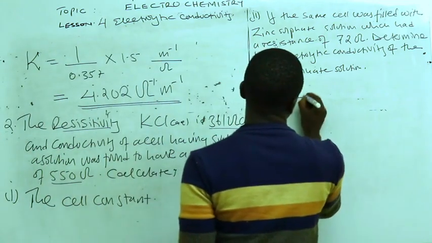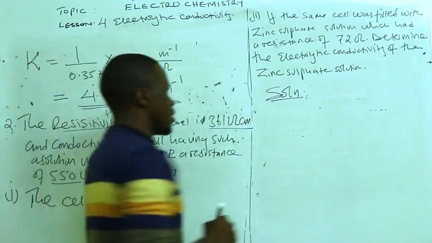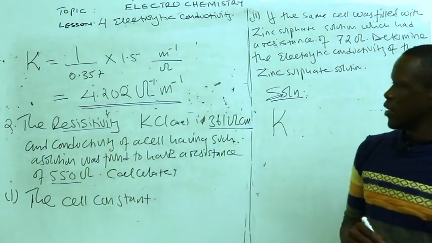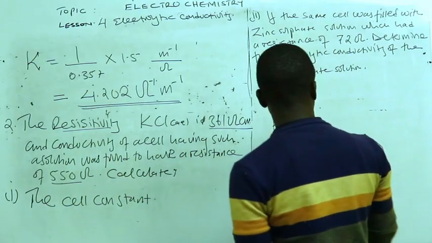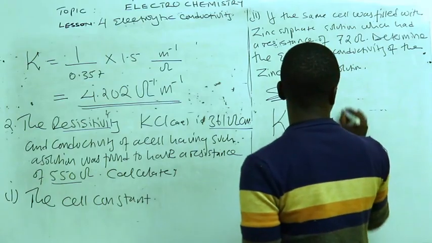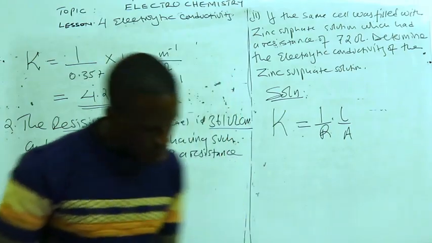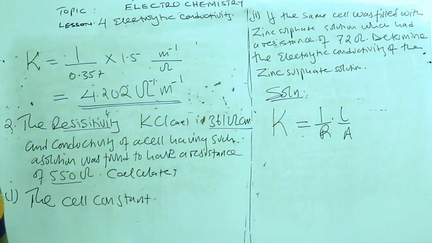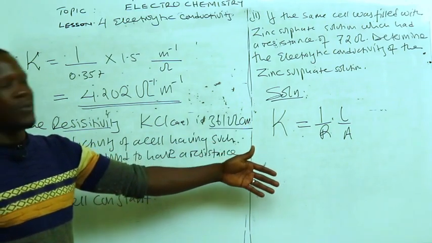Now, as I said, since there is a formula, the first thing you do is look at the formula. The formula is that the conductivity is equal to 1 over R times L over A. And this expression should help us to get whatever we want.